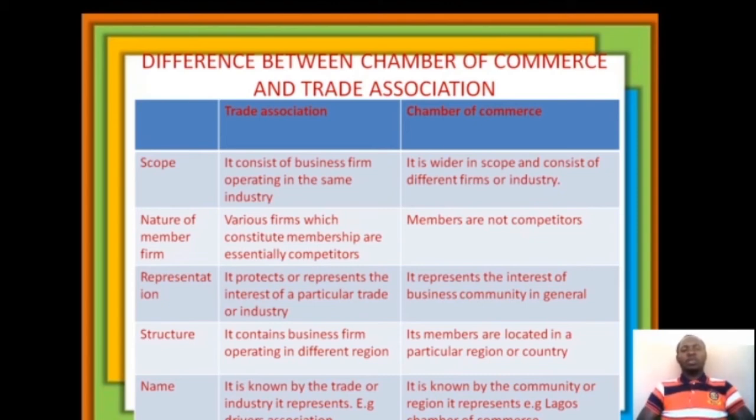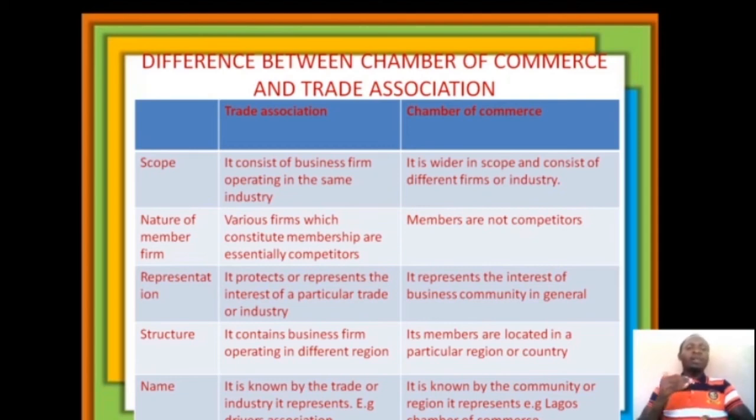Then structure. It contains business firms operating in different regions. Talking about Nigeria, for instance, we have the Nigerian Bar Association, we have the Nigerian Medical Association. Now, you see, it comprises people from different states in Nigeria. It's not concerned about just a state alone. It's concerned about everybody that is in that profession in the country.